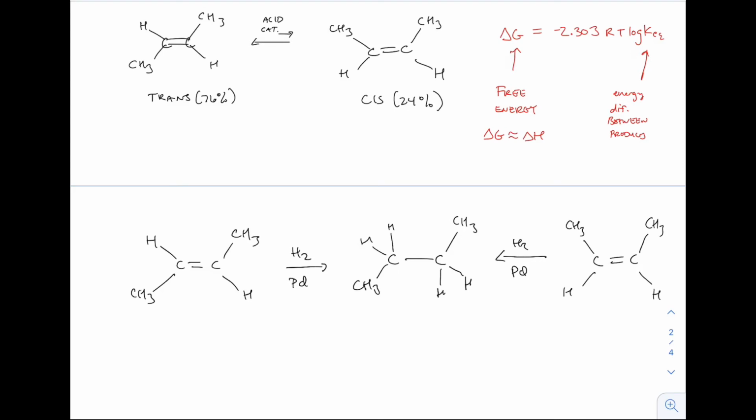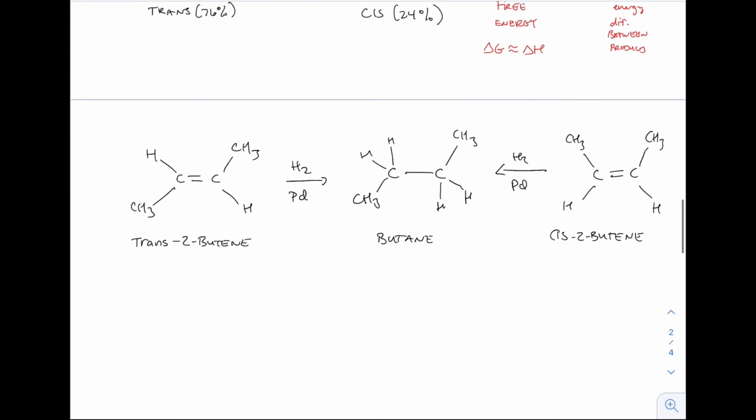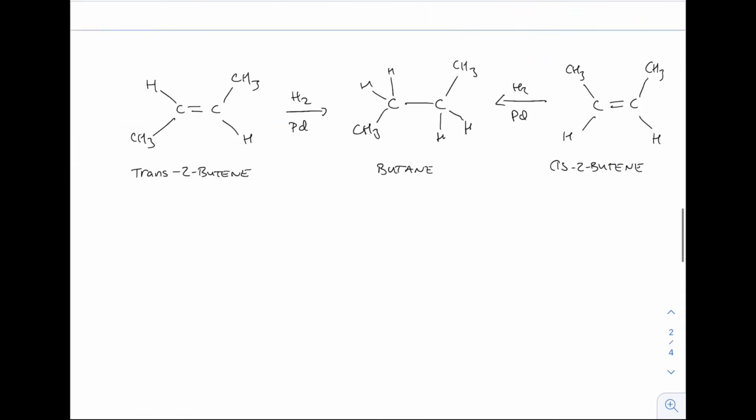So if we go from the left side to the middle, we're going from a trans alkene to the alkane, which is butane. And then as we go from the right to the center, we're going from a cis alkene to butane. So we have trans butene to butane, and cis butene to butane. Notice that they are both going to the same product, so it's the same end point, okay? Same energy as well.